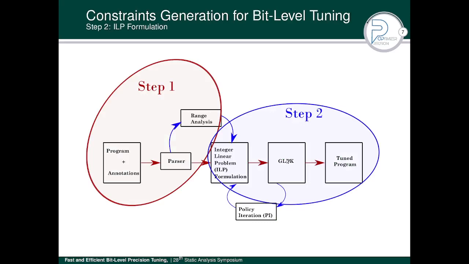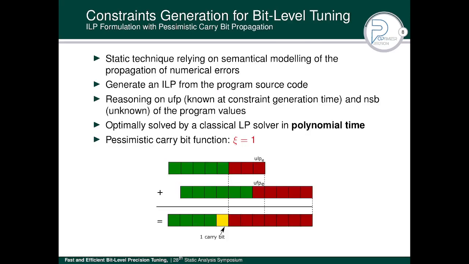Now, we reach the second step of analysis of POP. POP is based on a static technique relying on a semantical modeling of the propagation of numerical errors. More specifically, POP generates an integer linear programming problem, ILP, from the program source code. Basically, this is done by reasoning on the UFP of the values which are known at constant generation time and the NSB of the values which are unknown. After, this problem will be solved using a classical linear programming solver such as the GLPK solver.